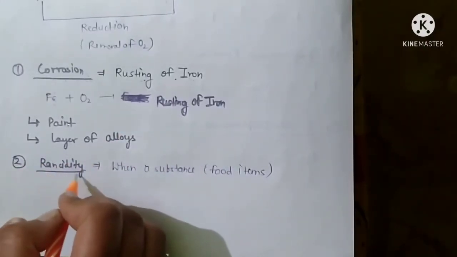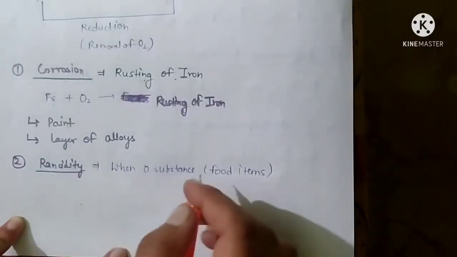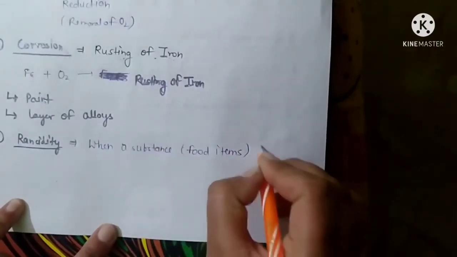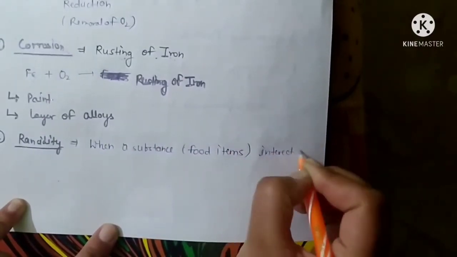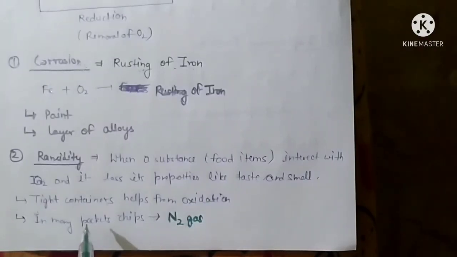Second is rancidity. What is rancidity? When a substance, basically a food item, interacts with oxygen. In many food packets like chips, we use nitrogen gas as a preservative.